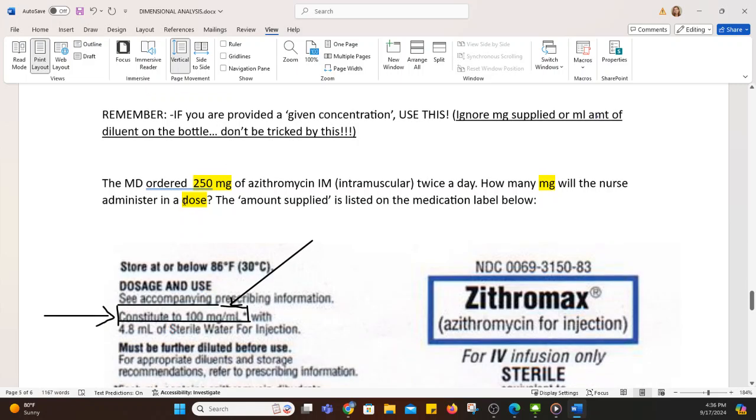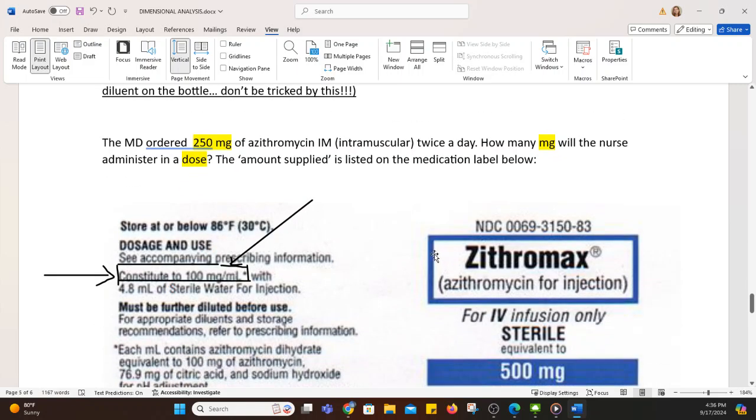We know the order's 250 milligrams a dose. And this label for this medication, azithromycin, also called Zithromax, says that when you mix the powder with the specific amount of water, you're going to get a concentration of 100 milligrams per mil. Now look at how screwed up you're going to be if you start accounting for all these other things. If they give you the concentration, ignore this. Ignore the amount of water needed. Ignore the label on the medication. Only use the reconstituted concentration.